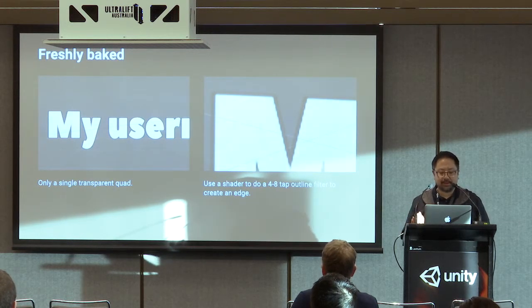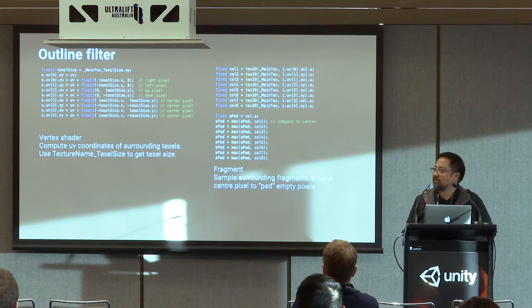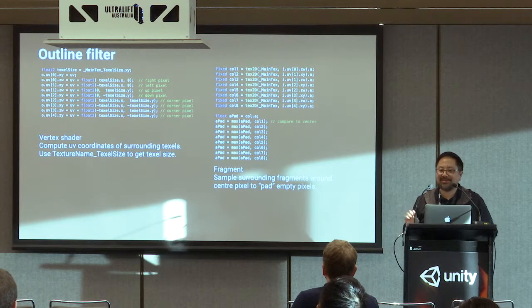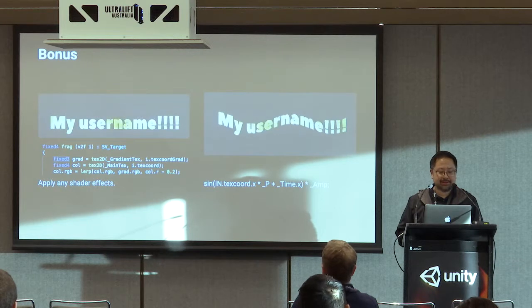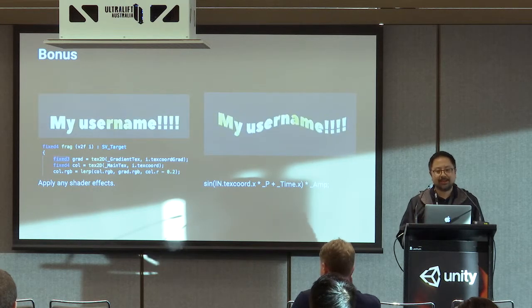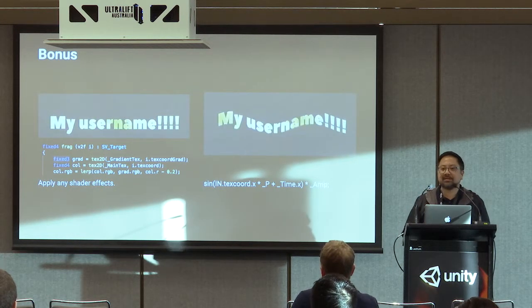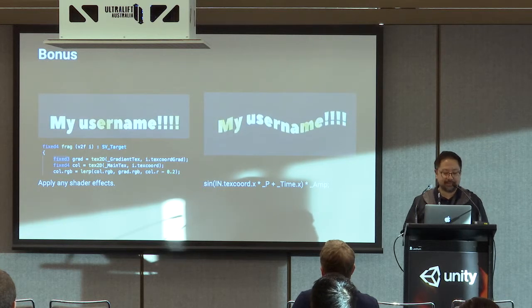And to make it look nicer, we actually did a 4 to 8 tap outline filter. So I actually put the code down here. I won't go through it, but you can reference it later, copy paste it if you want. So another good thing is that now it's a texture, so you can do per pixel effects like sine curves and shiny stuff like that.